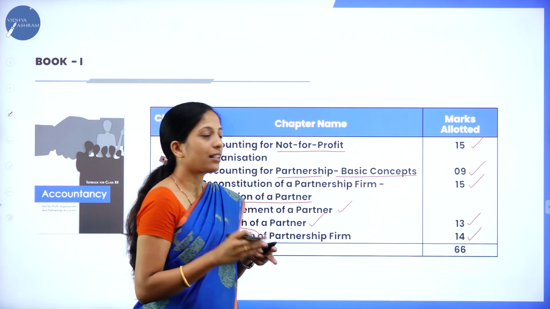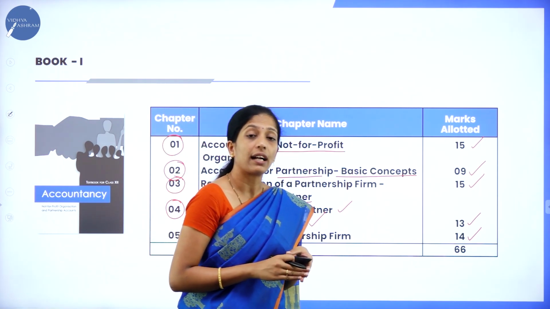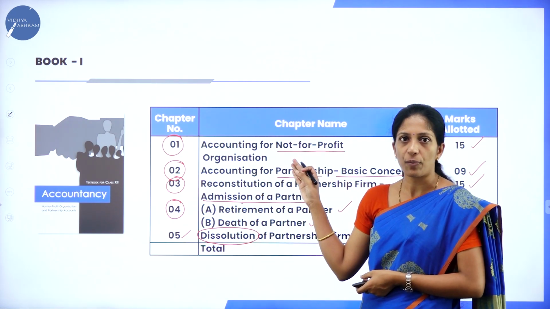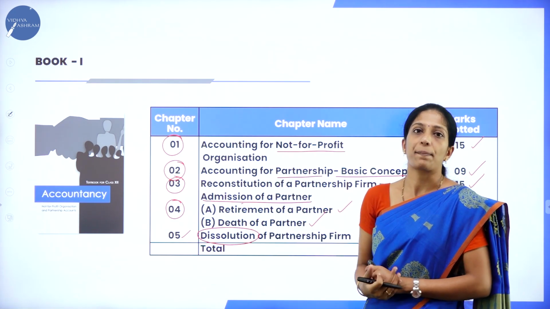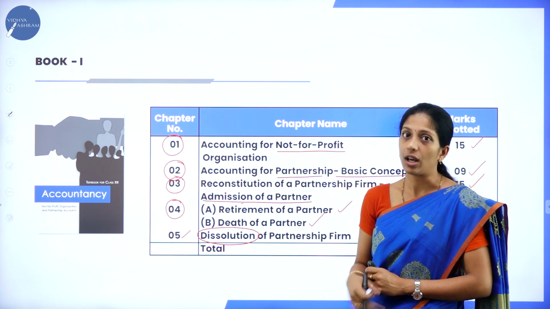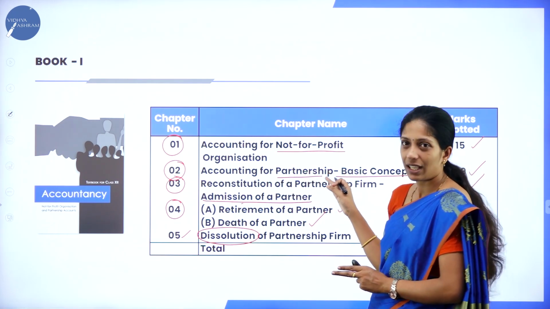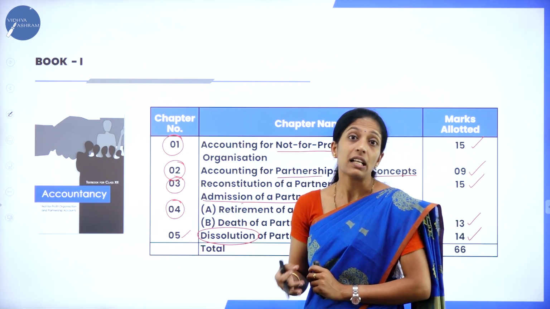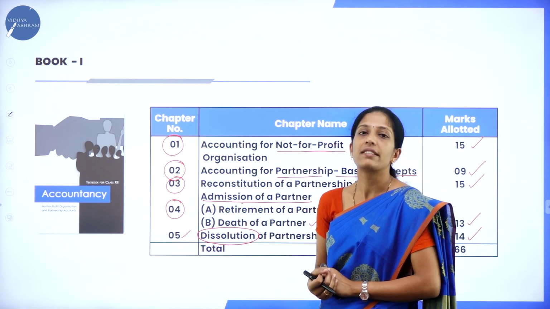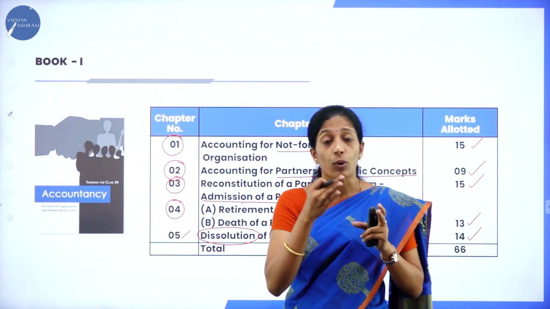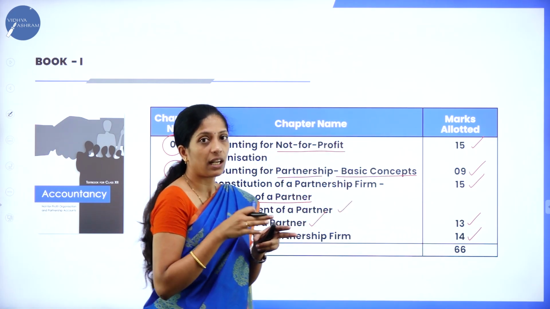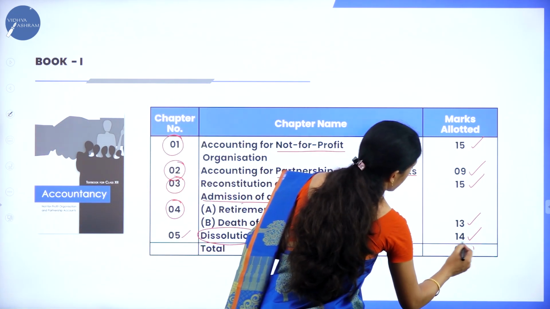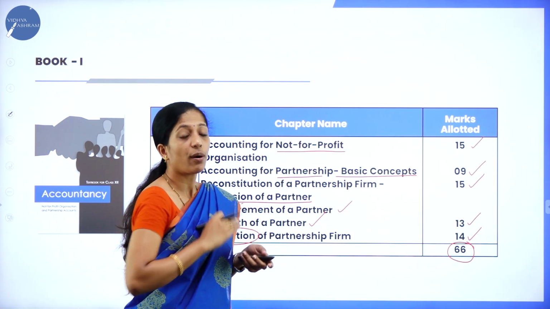Okay, so these are the chapters you are going to learn under your book 1, that is your first book. The first chapter relates to not-for-profit organization, and all the rest relate to partnership firm or partnership accounts, where you will learn about the basic concepts. Next, you will learn about admission of a partner, next retirement, next death, and later on dissolution of partnership firm. So, the total weightage of this particular book, your first book, is how much? 66 marks. Okay, so this is your first book.